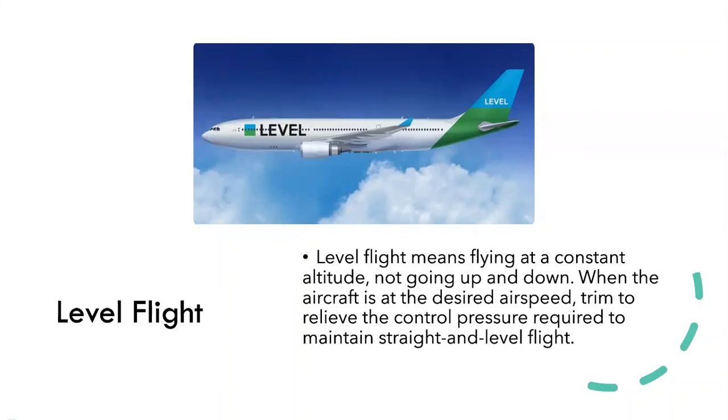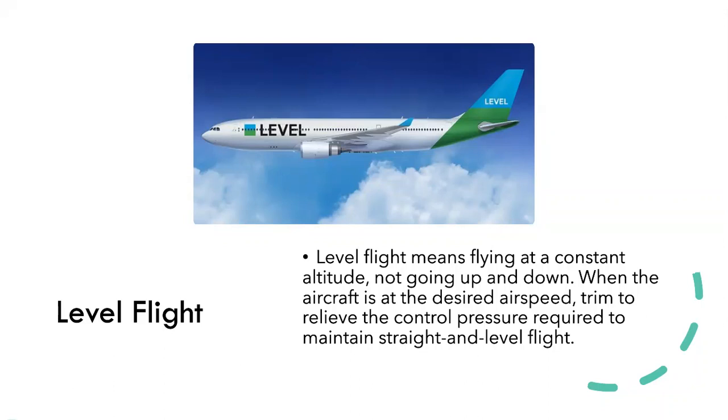When an aircraft is at a desired airspeed, trimmed to relieve the control pressure required to maintain level and straight flight. Simply saying, a flight which is moving at a constant altitude, controlling itself and maintaining straight and level flight, is known as level flight at a desired airspeed.